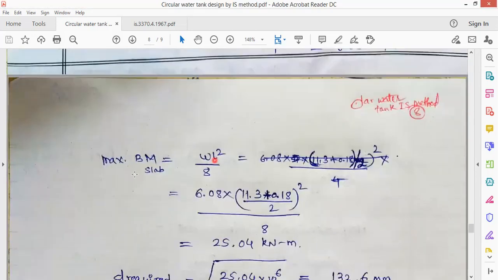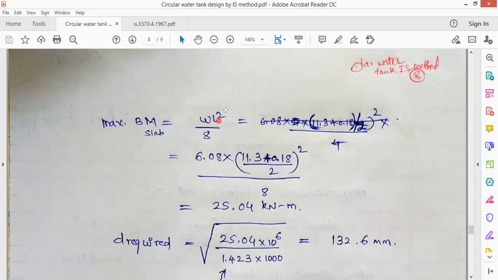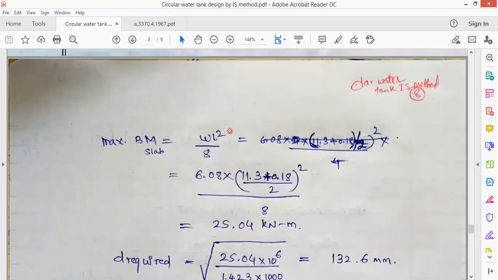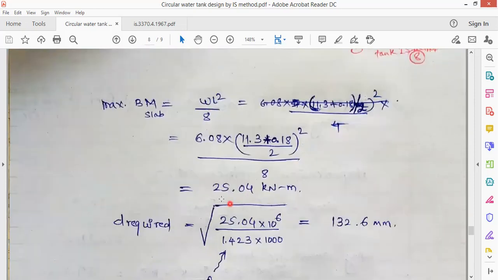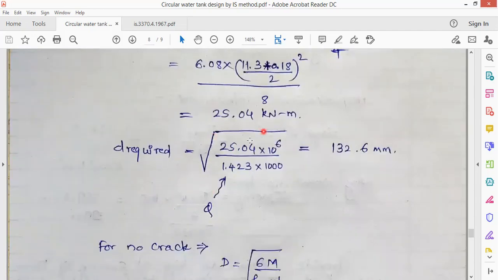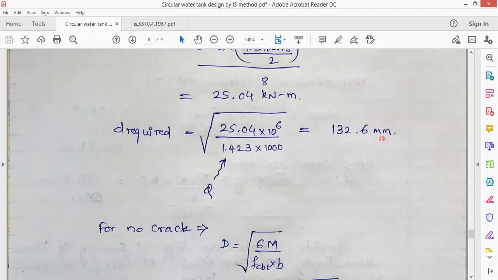So this is the force now. I will calculate the bending moment as WL square by 8. At mid-span the maximum bending moment occurs. So WL square by 8. So it will be 25.04 kilonewton meter. So for this moment, what is the thickness required? So thickness is equal to moment divided by Q into B. Q is 1.423 into B, 1000 mm I am going to consider. So the thickness or depth of the slab is 132.6 mm.